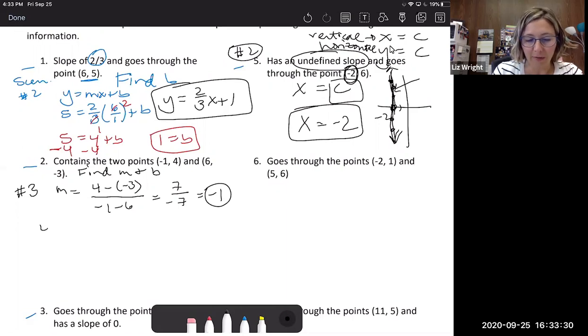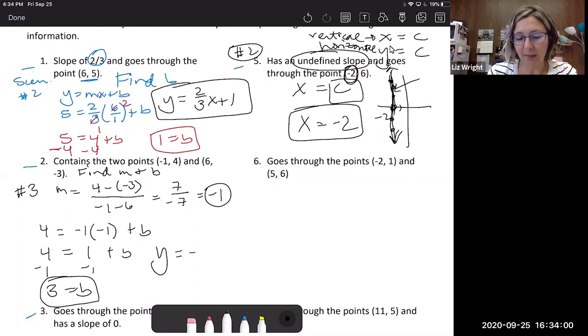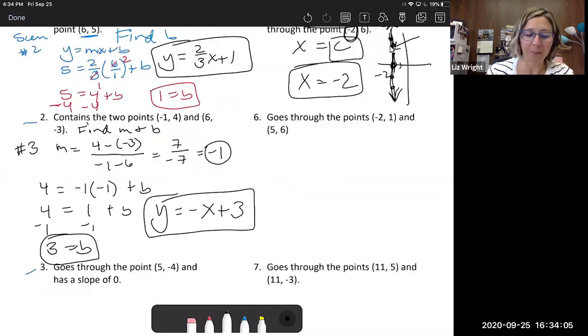So we're going to have 4 equals my slope of -1 times my x value of my ordered pair, which is this, plus b. You could have opted to choose the other ordered pair. You could have done (6, -3). That's also fine. -1 times -1 is going to give me a +1, which I'm then going to subtract over. And then I'm going to get 3 equals b for that. So then my equation is going to be y equals -x plus 3.